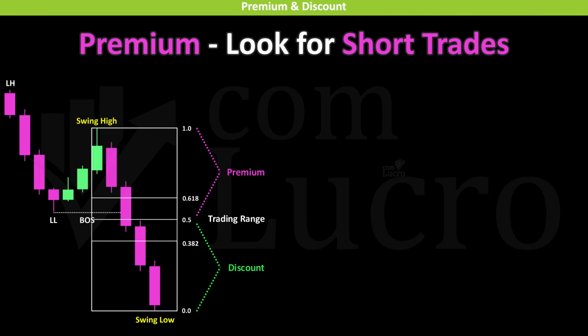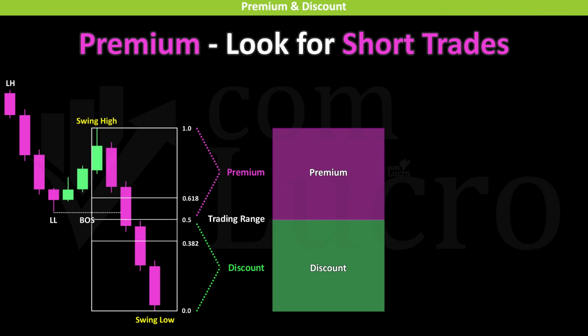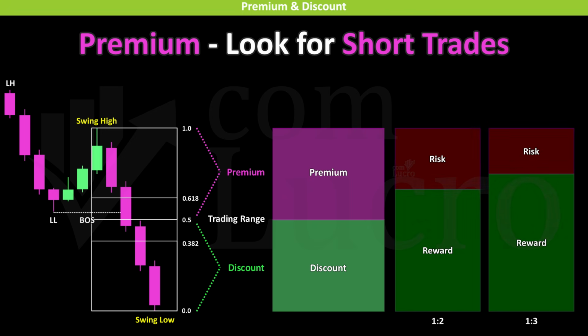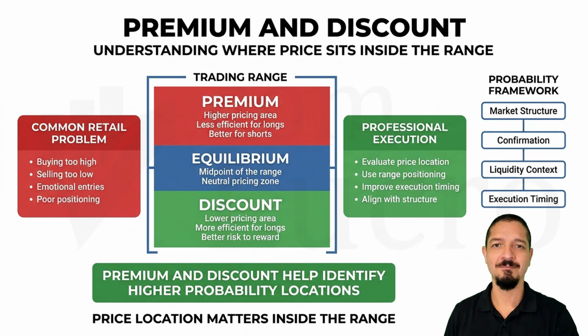In bearish market conditions, traders typically look for short opportunities within the premium zone. The higher price trades into the premium area, the better the potential risk-to-reward ratio, especially when the stop loss is placed above the swing high and the target is positioned near the swing low. The concept of premium and discount is simple, but extremely important when analyzing price within a range. It provides a structured way to evaluate where price is located in the market and helps traders identify where higher probability opportunities are more likely to form, especially when combined with proper market structure and confirmation.